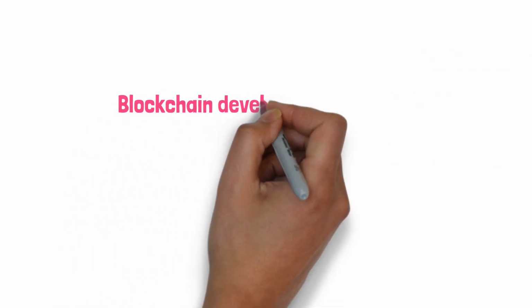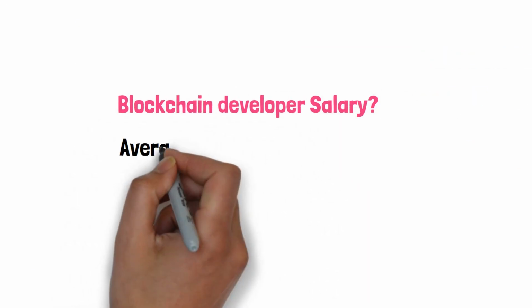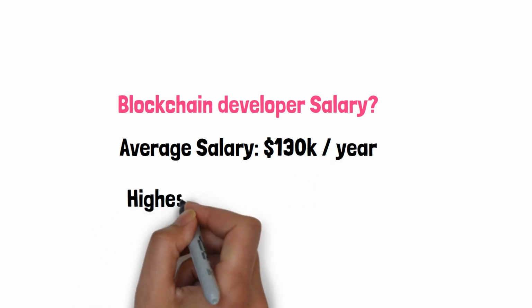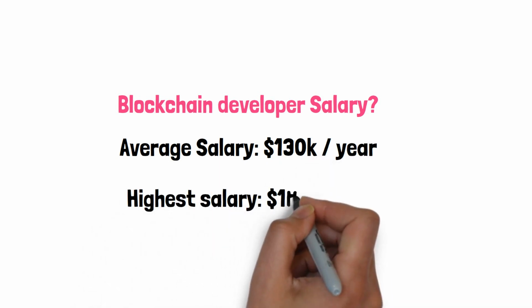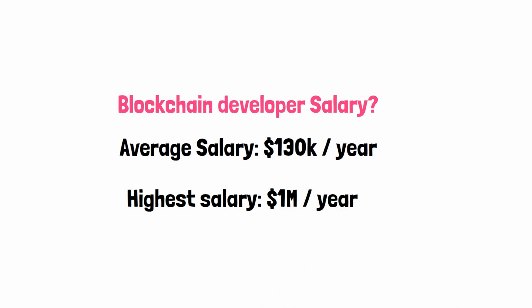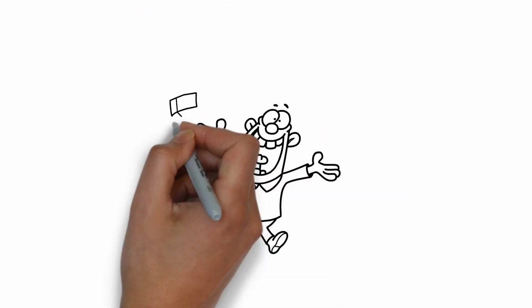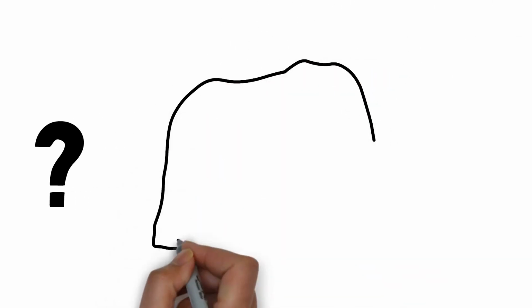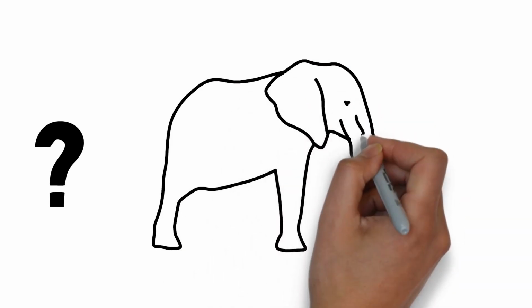How much can you make as a blockchain developer? On average, blockchain developers earn $130,000 per year. And for some top experts, it can go up to $1 million per year. Yes, this is really high. Blockchain pays significantly more than other tech niches. But how about you? Are you going to become the next Satoshi Nakamoto and become filthy rich with blockchain?